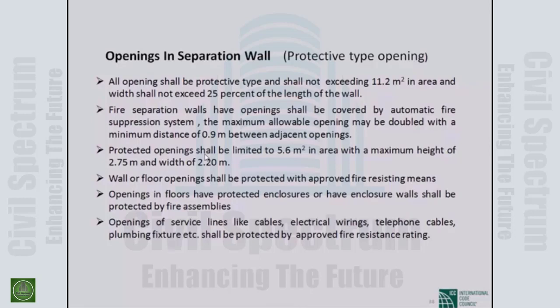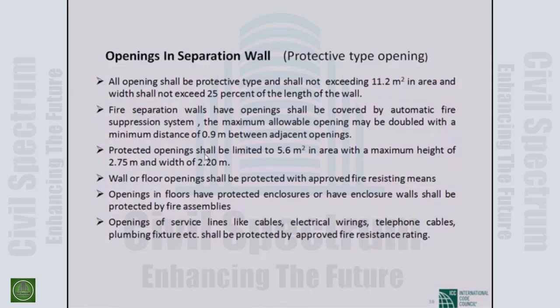So it is related with the fire separation of the wall. If it is detached, and I will come again. For fire separation wall having opening shall be covered by automatic fire suppression system. The maximum allowable opening may be doubled when a minimum distance is 0.9 meters. So if you increase the distance, if you increase the detached, then your opening may be doubled.